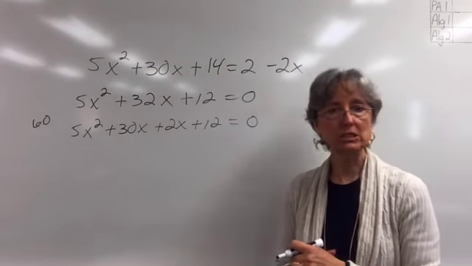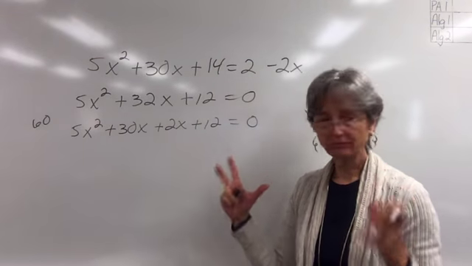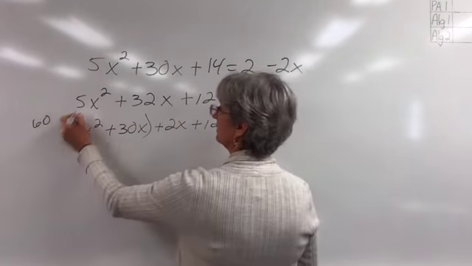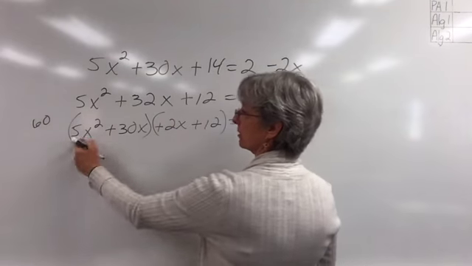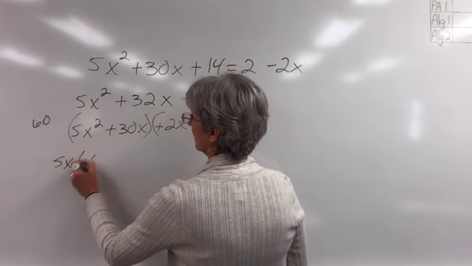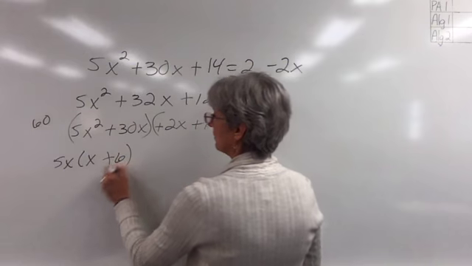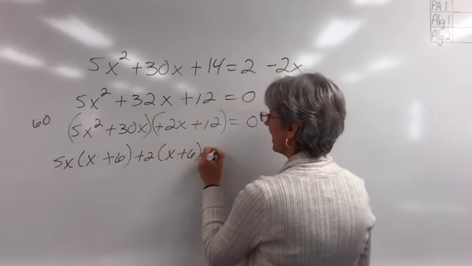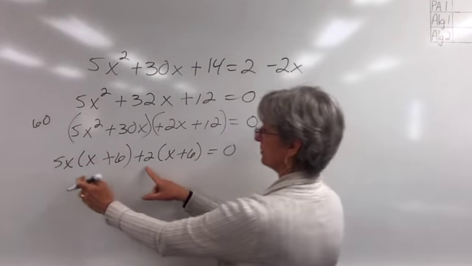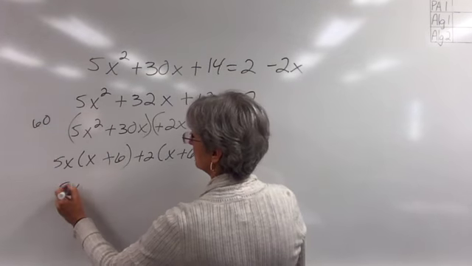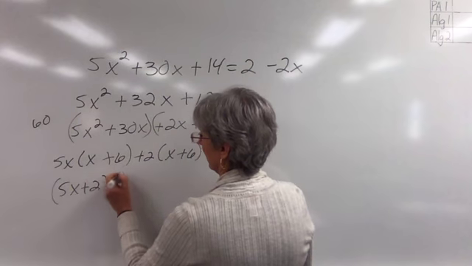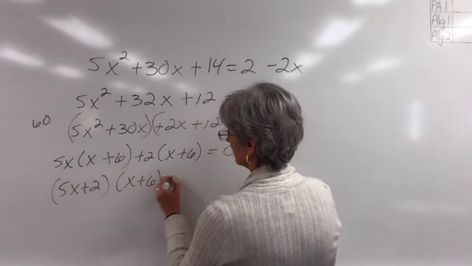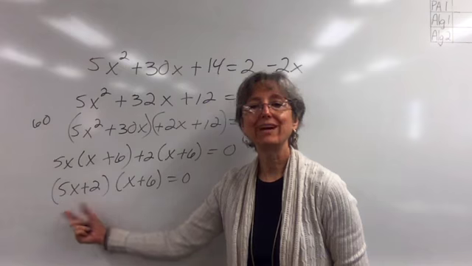This is the same thing we did last section, remember? I'm going to group these now. Greatest common factor, and factor that out, and factor out the 2. This is x plus 6. And so now my two factors are 5x plus 2 and x plus 6. Okay, those are my two factors.